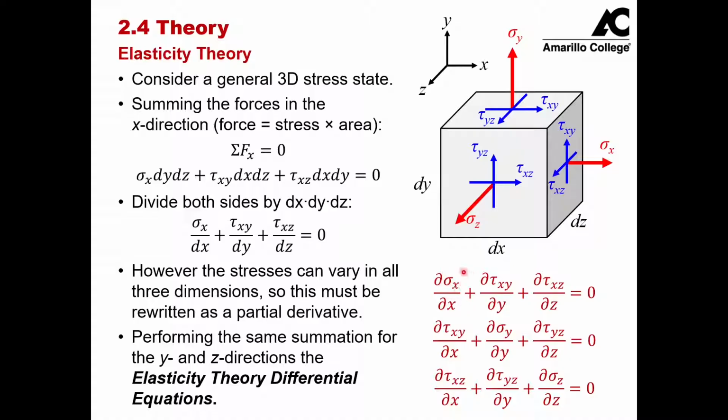But what we're getting at here is that all of these terms, our normal stress in x, our shear stress xy, our shear stress xz, and our normal stress y, normal stress z, and shear stress yz, can all vary in all 3 dimensions. They can vary in x, y, and z. So these are all partial differential equations, because I'm taking the derivative of some function of x, y, z only with respect to x, and then of some function of x, y, z only with respect to y. And what that means is that these equations are very, very complex to solve.